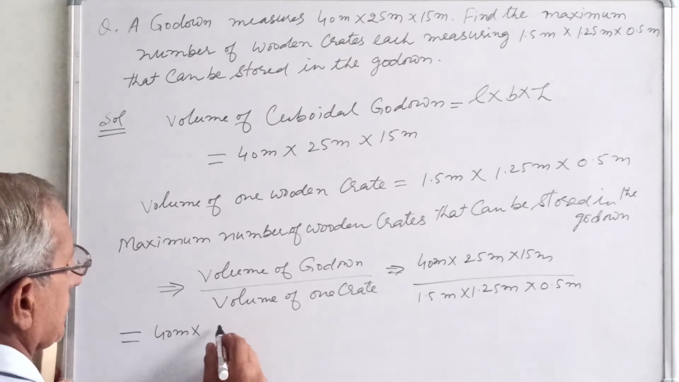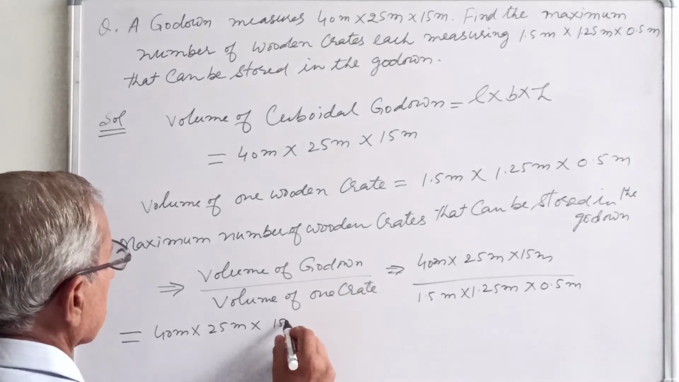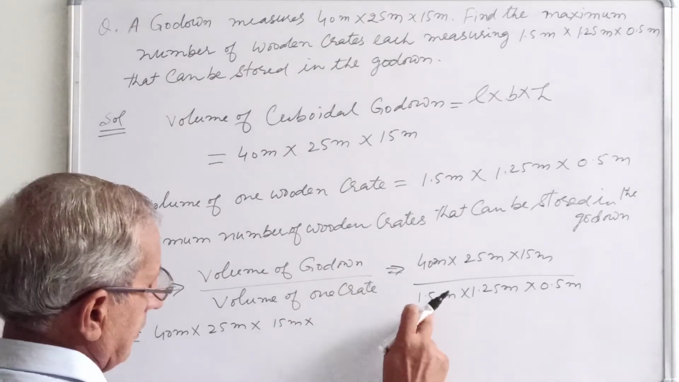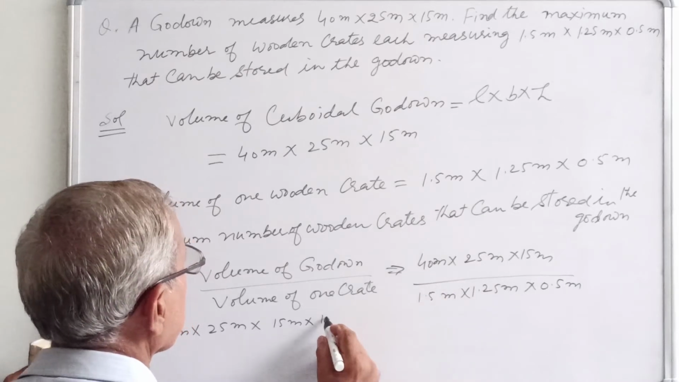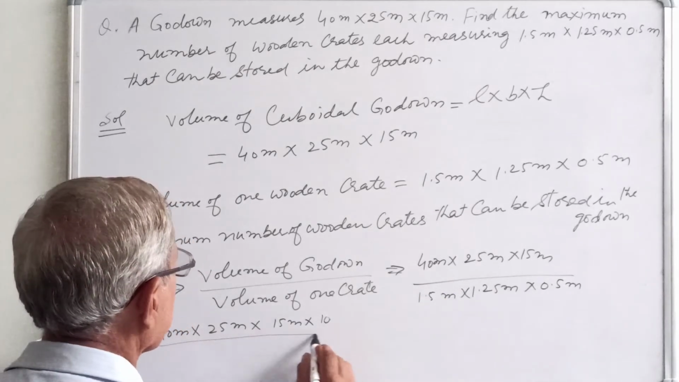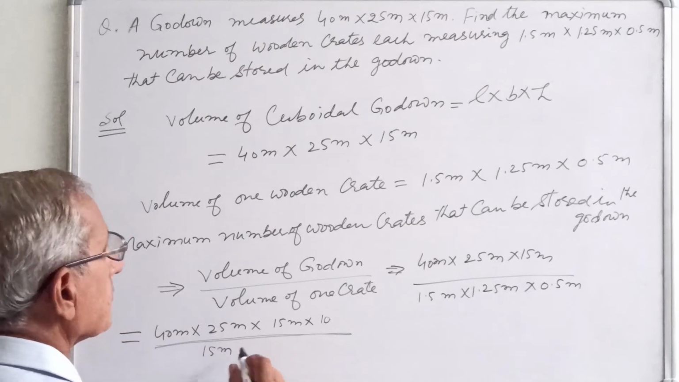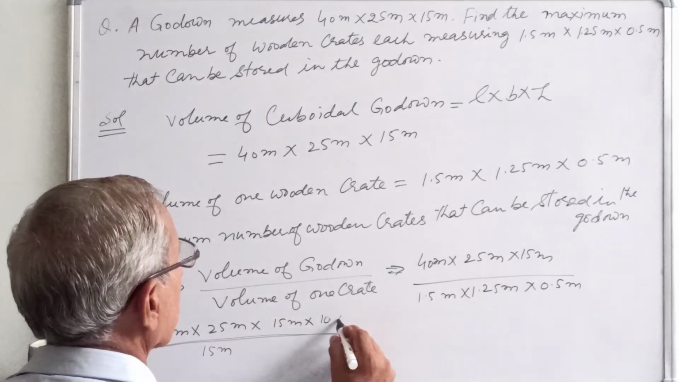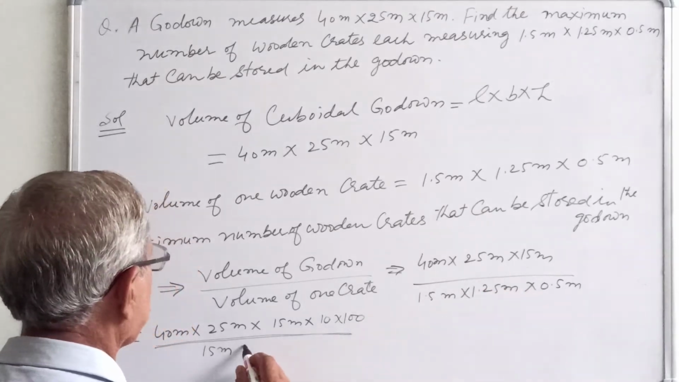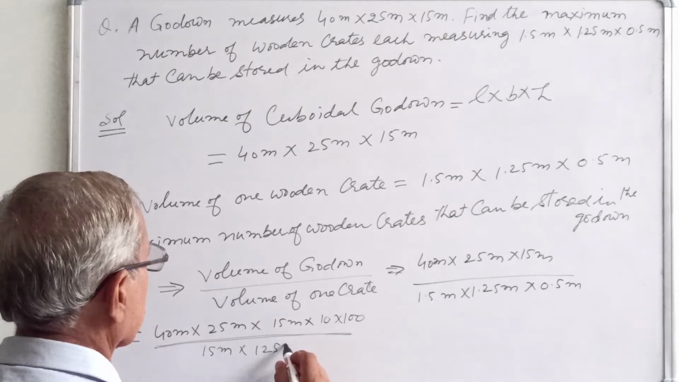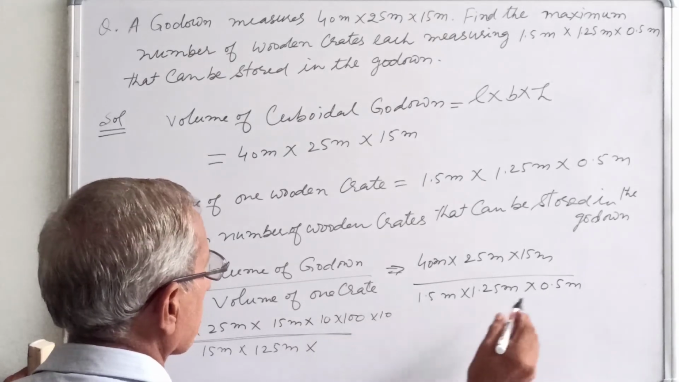40 meter, 25 meter, 15 meter, 10 for 1.5, 15, 100 for 1.25 and 10 for 0.5.